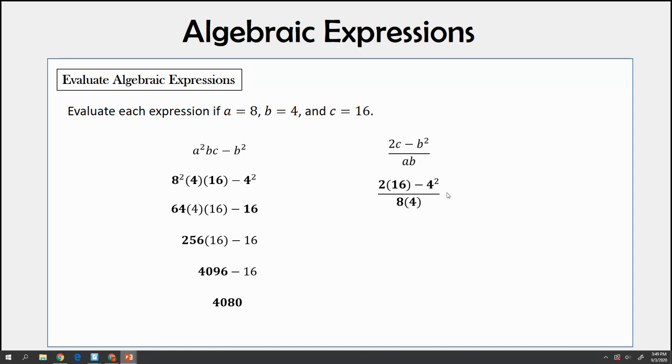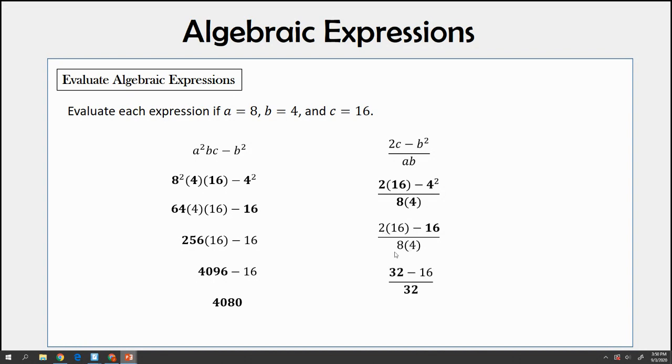So actually, the first thing we would do is the exponent here, right? Exponents come before multiplication, division, or addition, subtraction. So we'll do that. Okay, 4 squared, 16. Now, in the numerator, I got to do 2 times 16. And in the denominator, I could do 8 times 4. Again, remember, I got to work all of this to get a number and all of this to get a number. Then I'll do the last step.